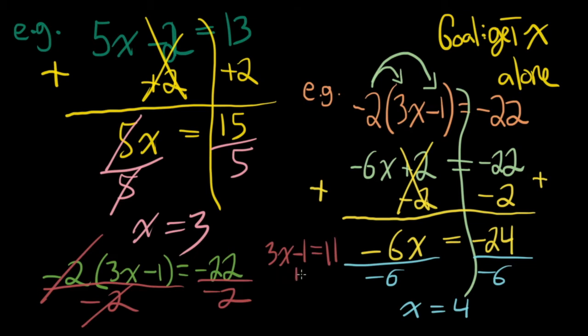And if I added 1 to both sides, you would have 3x equals 12. There you go. And divide both sides by 3, and then x equals 4. Same answer. So I just want to show you that little kind of shortcut, which is kind of cool.